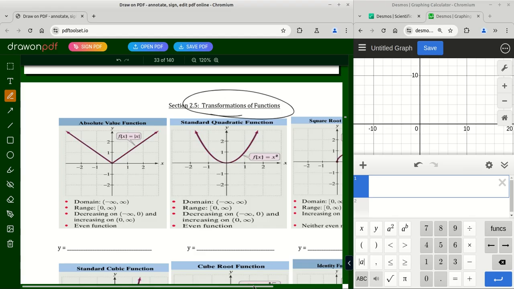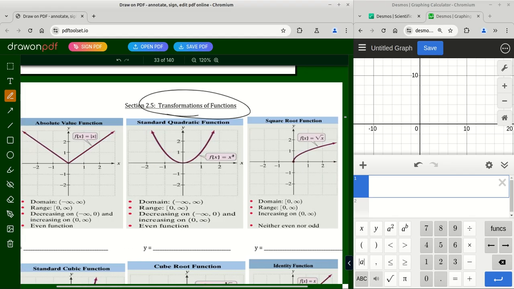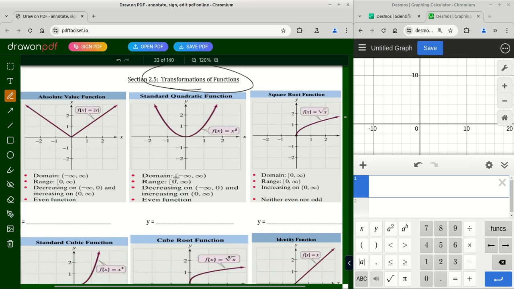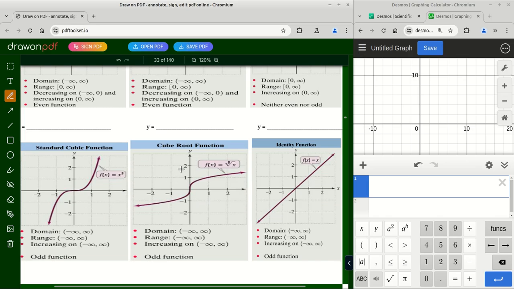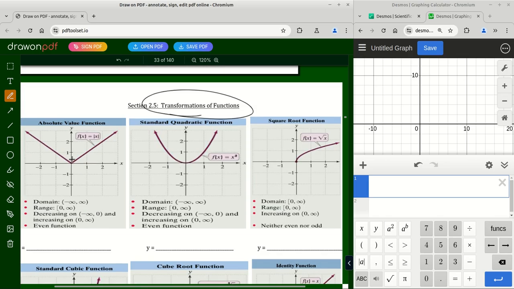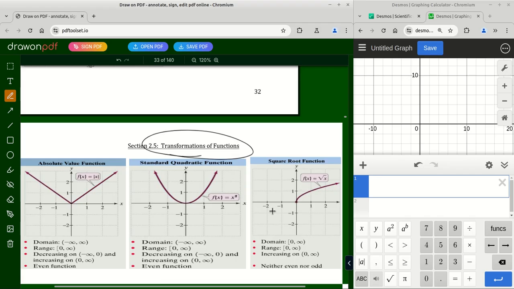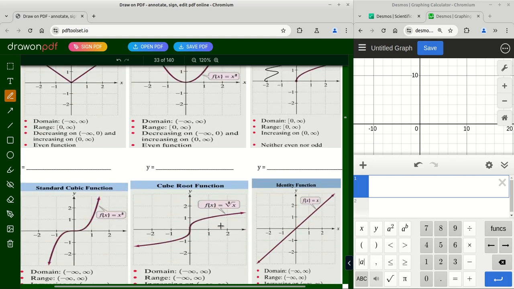So this one's a little bit bigger. But we've got all these different parent functions. We've got absolute value, which looks like a V. We've got quadratic, which looks like this, and square root, which looks like that. I call this the whoosh. And we're going to do all kinds of fun things with these as we go.